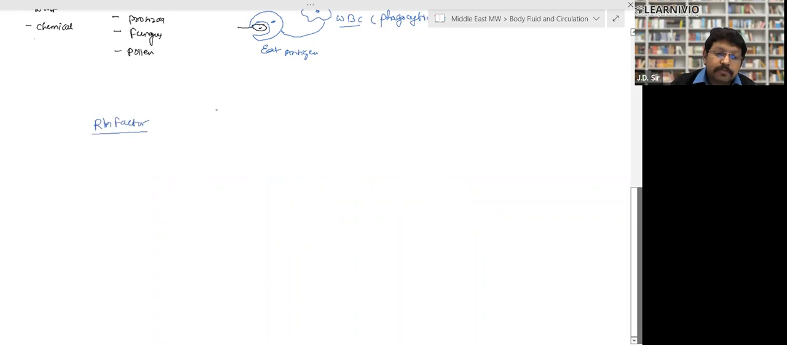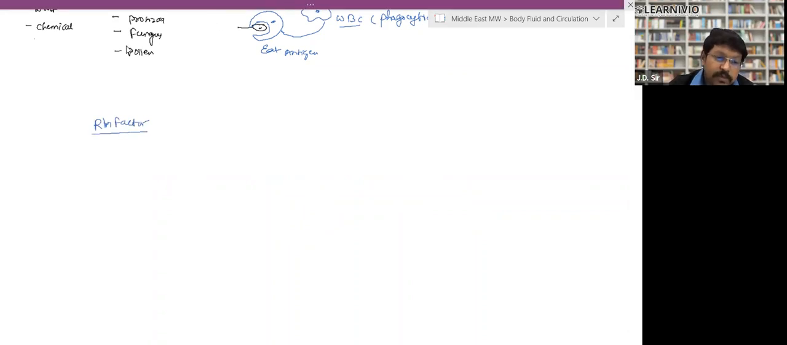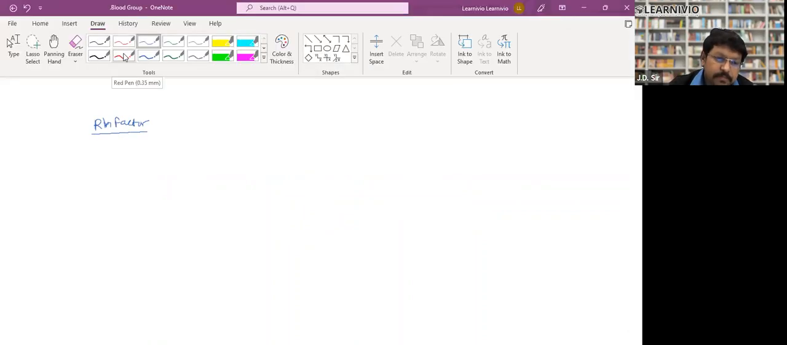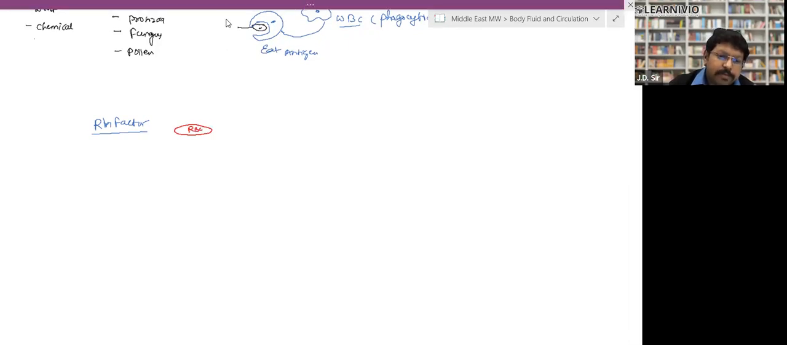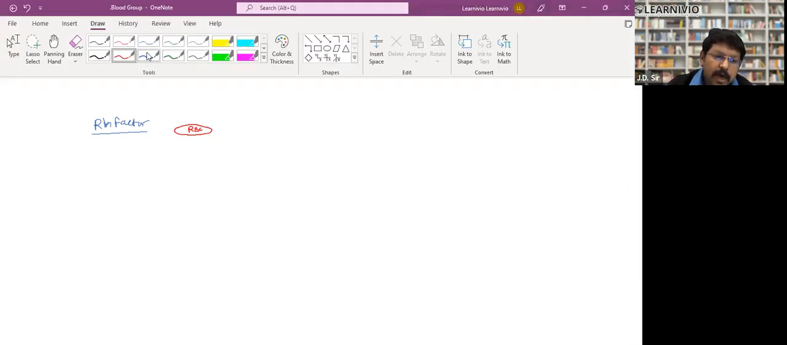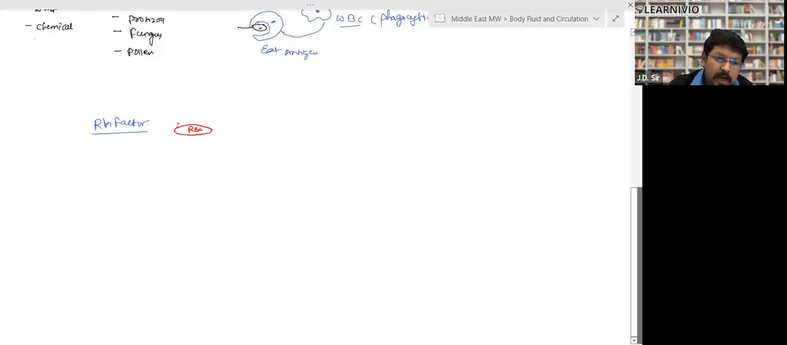What actually is the Rh factor? First, I want to tell you what the Rh factor is. Suppose that this is an RBC. On the surface of the RBC, some people have a particular kind of protein. This protein is called the Rh protein, right? Or you can call it the Rh factor.